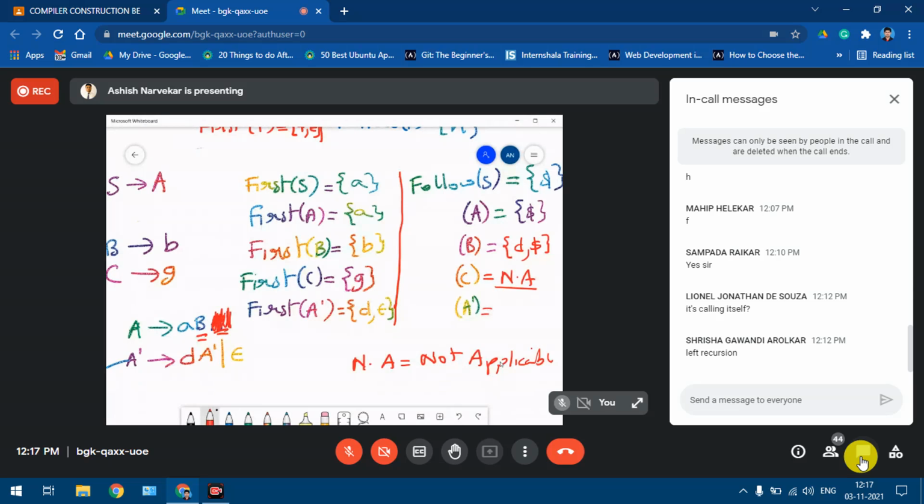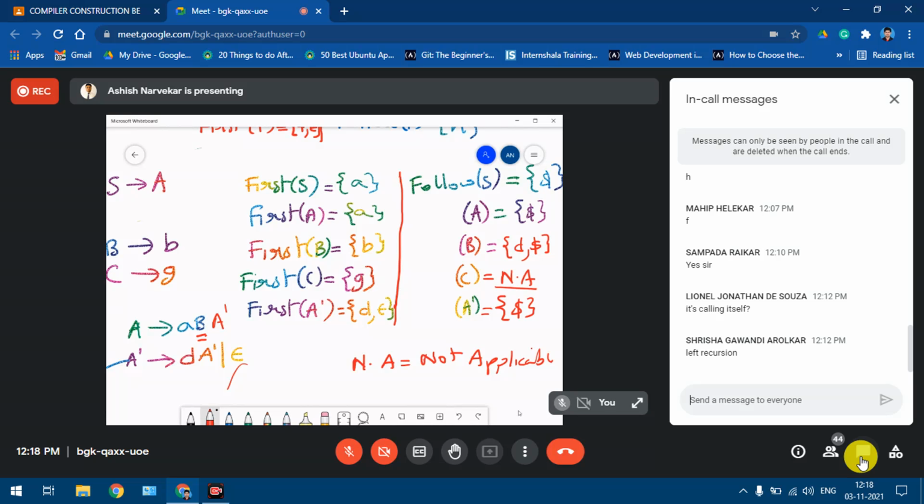Okay. And lastly, we have to find the follow of A dash. Follow of A dash means look out for the productions wherein A dash appears in the right hand side. So A dash appears in the right hand side in two productions, over here and over here. As per this, follow of A dash will be equal to follow of A, and follow of A dash equal to follow of A dash. So follow of A dash equal to follow of A means it will be dollar. Okay. Is it clear?